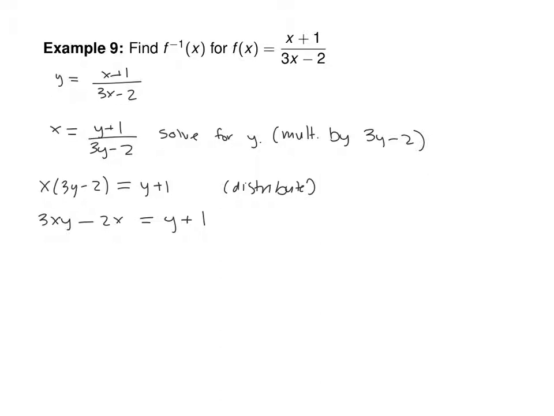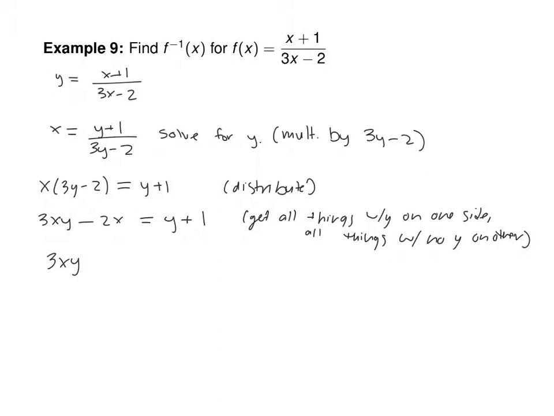Okay. Then the next step is the one that's a trick you're just going to have to figure out. Get all things that have y on one side, all things with no y on the other. So if we're putting stuff that has y's in it on the left, what things are going to stay on the left? 3xy, and what else is going to be over there? Minus y. And everything that does not have a y gets shoved on the other side. So who are they?